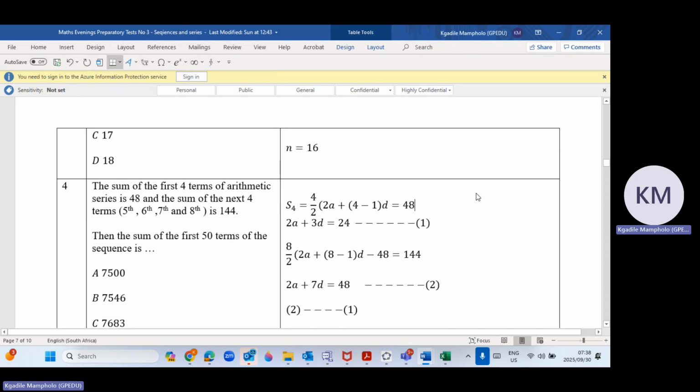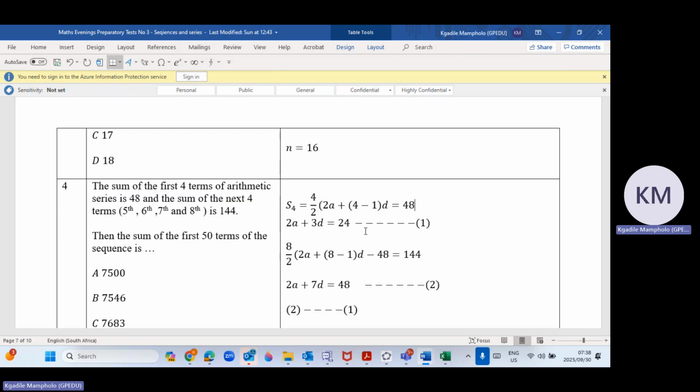We say the sum of the first 4 terms is of the arithmetic series. It was clear, arithmetic, that is why we use the formula for the sum of an arithmetic series. We say sum of the first 4 terms, so n is 4. You don't know a, you don't know d, but you know that the sum of the first 4 terms is 48. Then you simplify it to get 2a plus 3d equals 24. This will be equation 1.